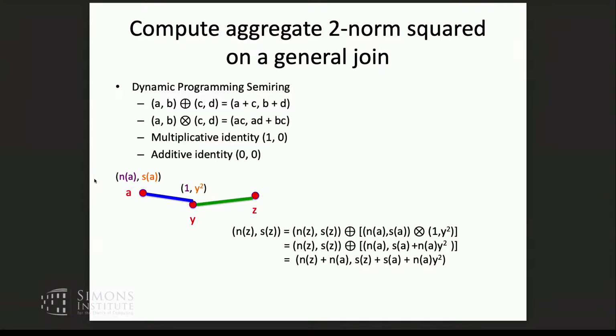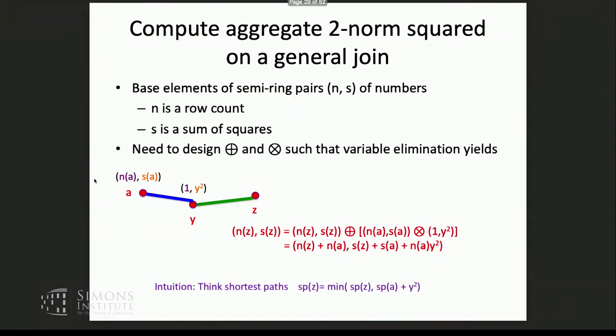In the semi-ring addition, I want to add both components: I want to add the sums and I want to add the numbers. And in the product, I take the product of the first coordinate and something like the cross product of the second coordinate. With the multiplicative identity (1, 0) and the additive identity (0, 0). If you plug that in, it gives you the right answer. But I designed this semi-ring by looking at it in the path way of looking at it.